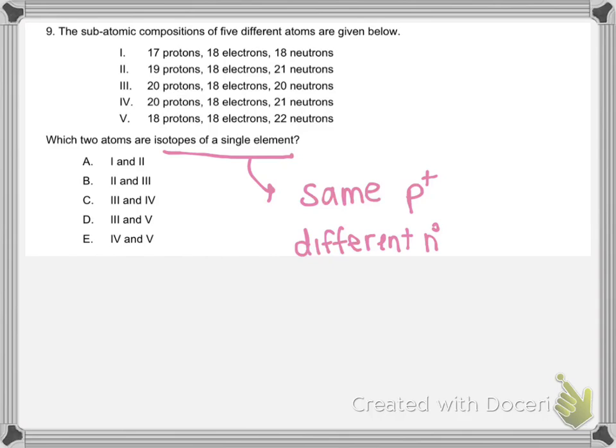And so the only ones that have the same number of protons as each other are 3 and 4. And then we can see they have different neutrons. So the correct answer here is C.